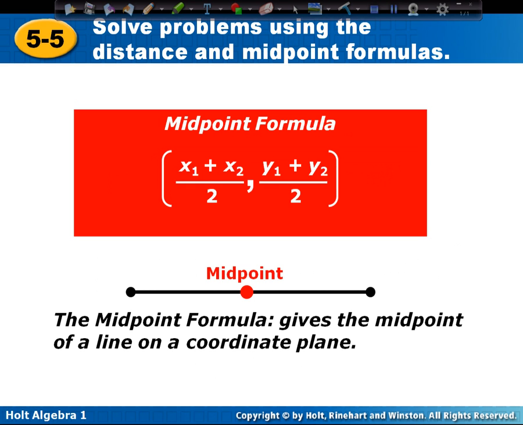All right, now here's the midpoint formula. I want you to go ahead and write down what's in the red box here as well, because we're going to be using both of these formulas today. This one's the midpoint. And the midpoint formula is actually a point. It's the middle point between two other points. And it's x1 plus x2 divided by 2 and y1 plus y2 divided by 2. So you can write down what's in the red box. It says the midpoint formula gives the midpoint of a line on a coordinate plane. You don't have to write that part, just what's in the red box. If you need more time, feel free to pause the video.